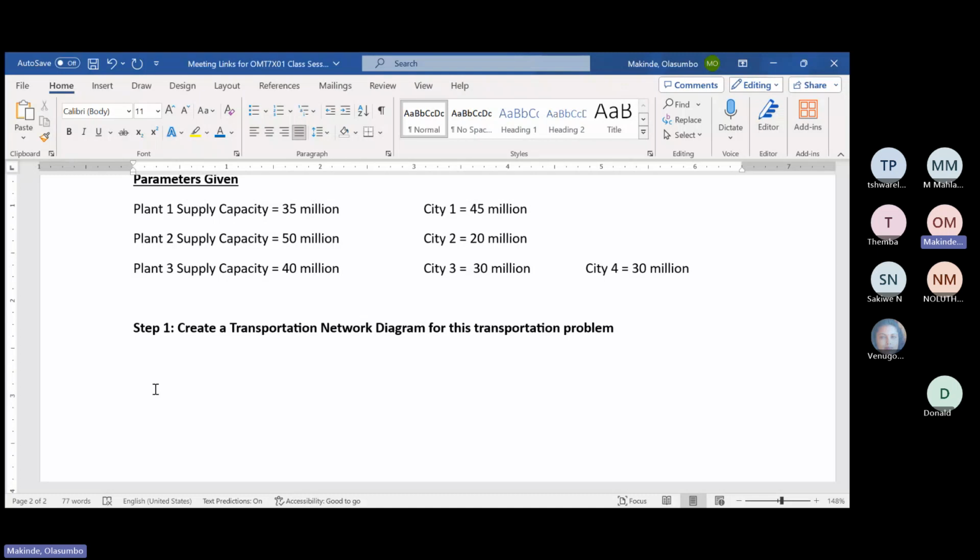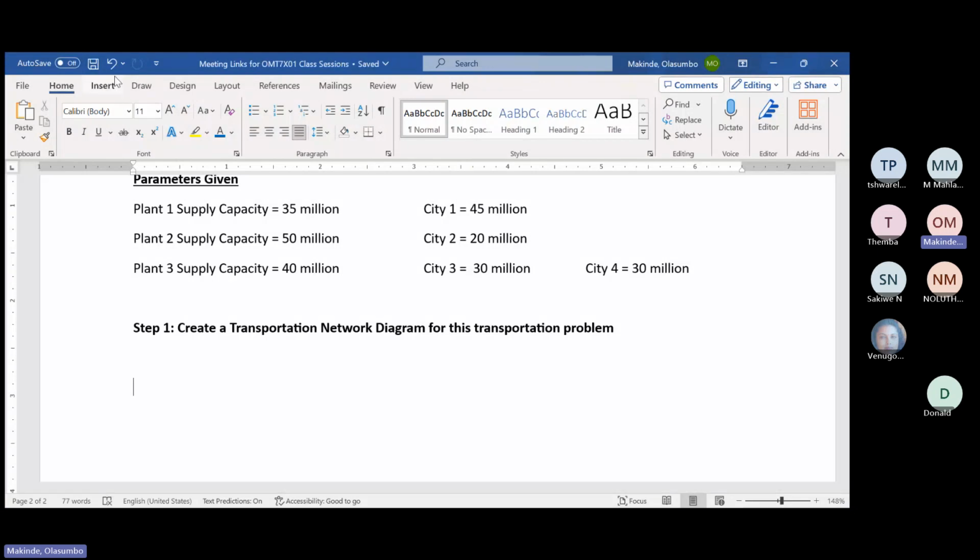Supply network is on the left-hand side, you represent each of the suppliers by a circle, and you are going to have supplier 1, supplier 2, supplier 3. Depending on how many suppliers, if you have 5 suppliers, you have 5 circles. If you have 7 suppliers, you have 7 circles on the left-hand side. Then you go to the right-hand side, the demand, depending on how many customers require information. In this case, we have 4 cities. So that means we are going to have 4 circles for the demand network on the right-hand side. So let's do that together. That's the first step, to create a transportation network diagram.